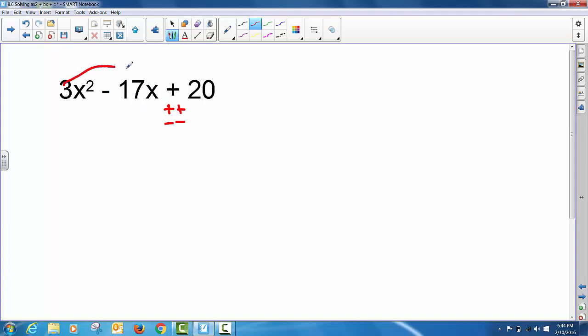Same process. We go 3 times 20 gives us 60. And we want factors of 60 that add up to 17. Okay? Factors of 60 that add up to 17. So we've got 60 and 1, 30 and 2, 20 and 3, 15 and 4, 12 and 5. Oh, there we go, 12 and 5.